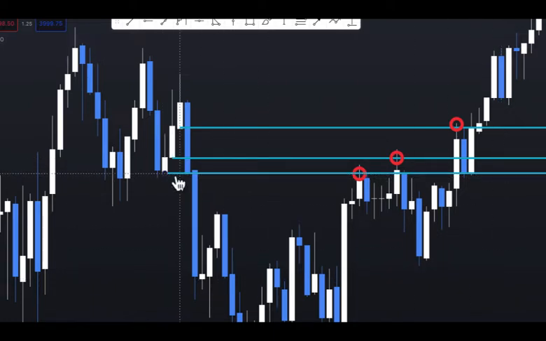But I'll tell you something interesting that happens. If the backside bounces, usually the next one will bounce, and then usually the next one will bounce. Okay? That doesn't matter whether this is a wick or a body, because I would mark them all the same.